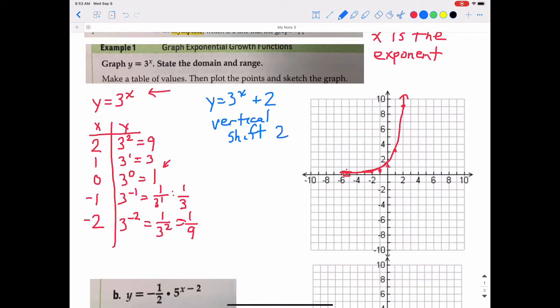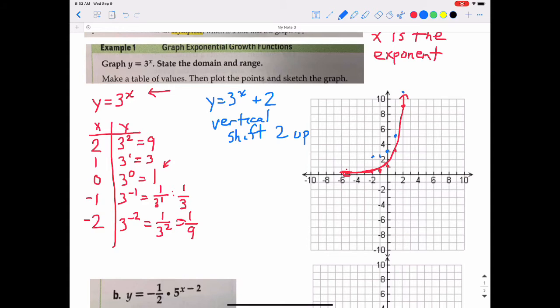And we're going to vertical shift this 2 units up. So every one of those red points that I put in the graph, I'm going to take every one of those points and move it up 2 places. So move this point up 2, move this point up 2, this point at the y-axis goes up 2, and the rest of them go up 2 points.